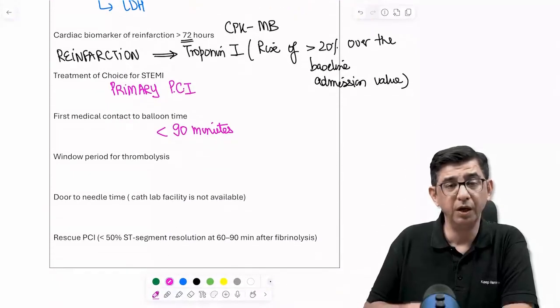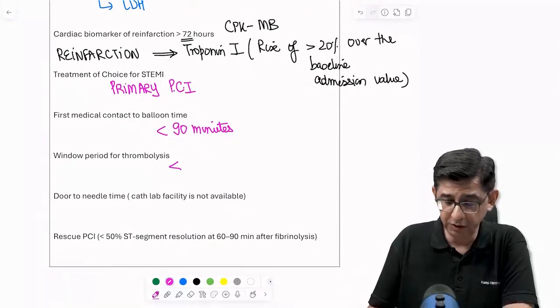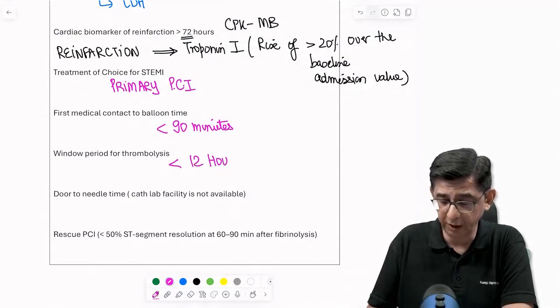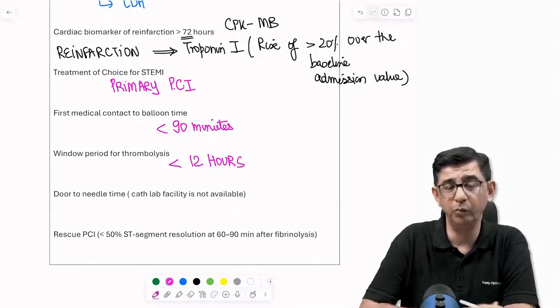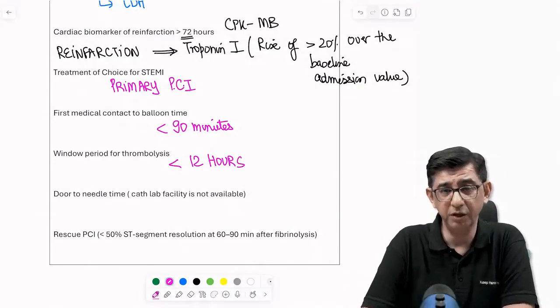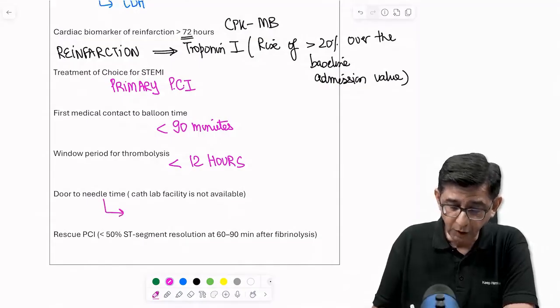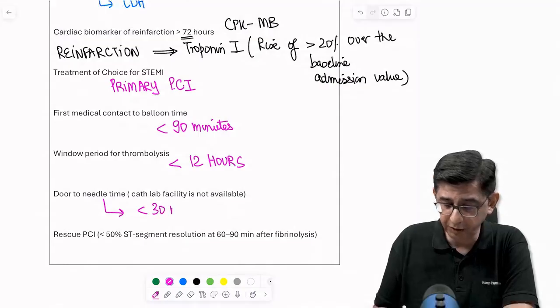The first medical contact to balloon time should be kept under 90 minutes. If asked about the window period for thrombolysis, it would be kept under 12 hours. Like if the patient had MI at 8 a.m. in the morning, we can do thrombolysis up to 12 hours. Then there is the door to needle time, when cath lab facility is not available. So door to needle time should be kept under 30 minutes.